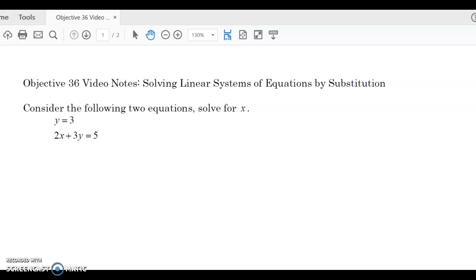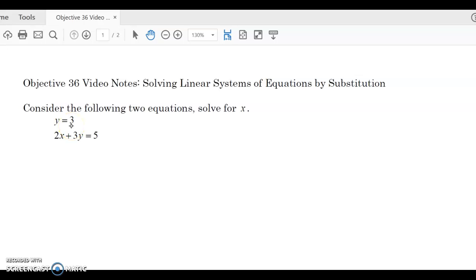So today we're talking about objective 36, solving linear systems of equations by substitution. Consider the following two equations: y equals 3, and 2x plus 3y equals 5. We want to solve for x. Using substitution, we know that y is equal to 3 in this problem.